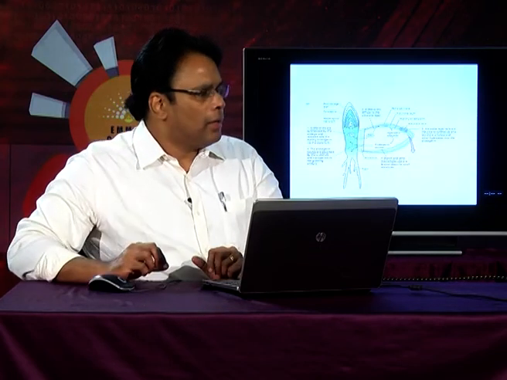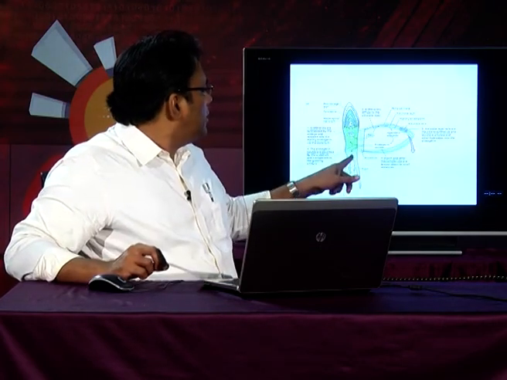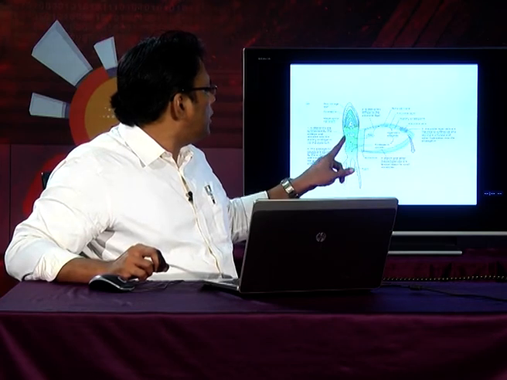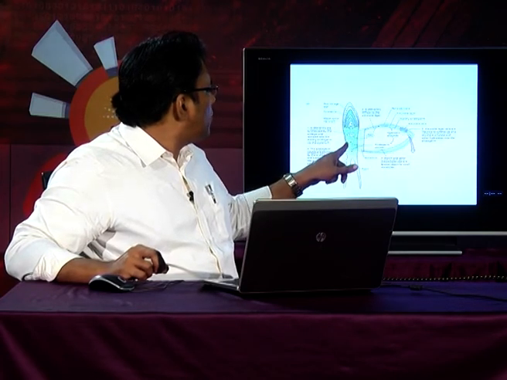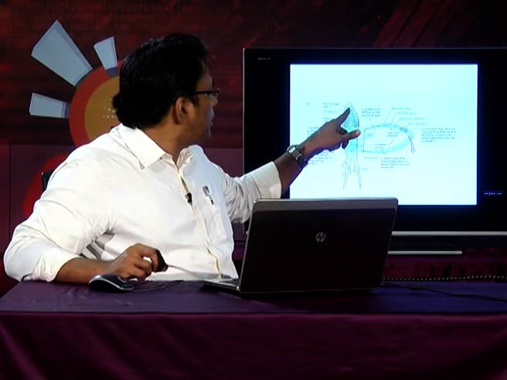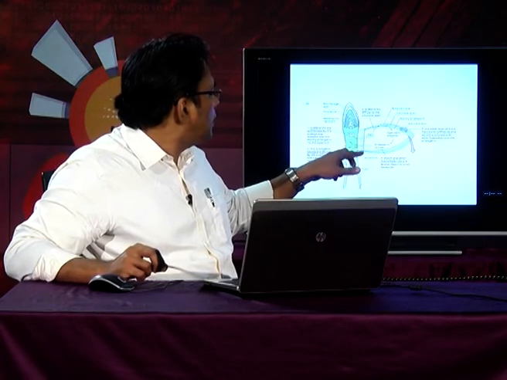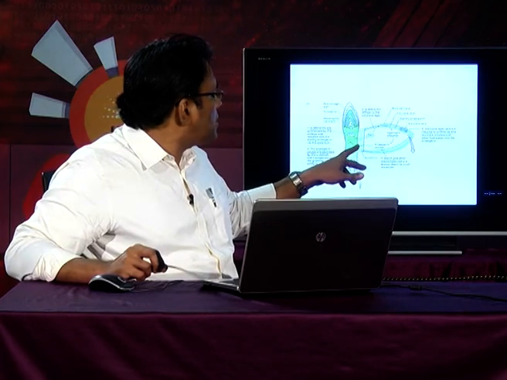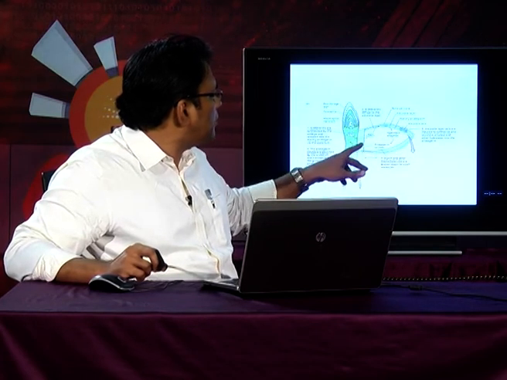Here as you see, this is the germinating seed. When the seed germinates, the coleoptile emerges out, and accordingly you can see that there are certain changes taking place in the seed.